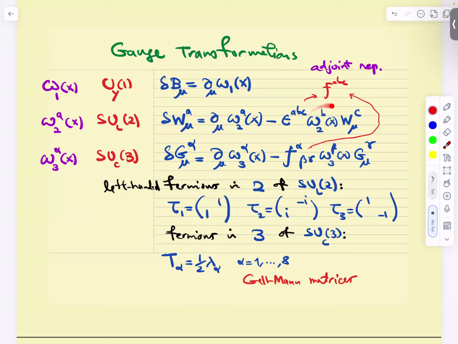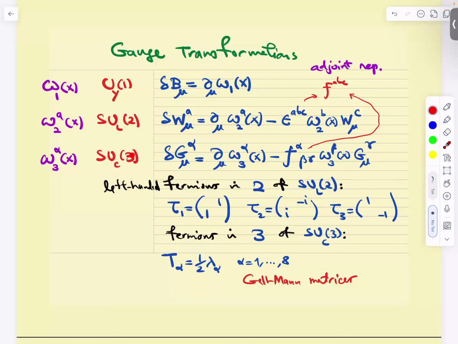So the gauge transformations here are labeled by the adjoint, the generators of the adjoint of SU(2). So it runs from 1, 2, 3. I'm going to use A, B, C for all of those. Alpha, beta, gamma are reserved for SU(3). Right, that's the notation. Now, omega 2 A are going to be the gauge parameters for SU(2) left.